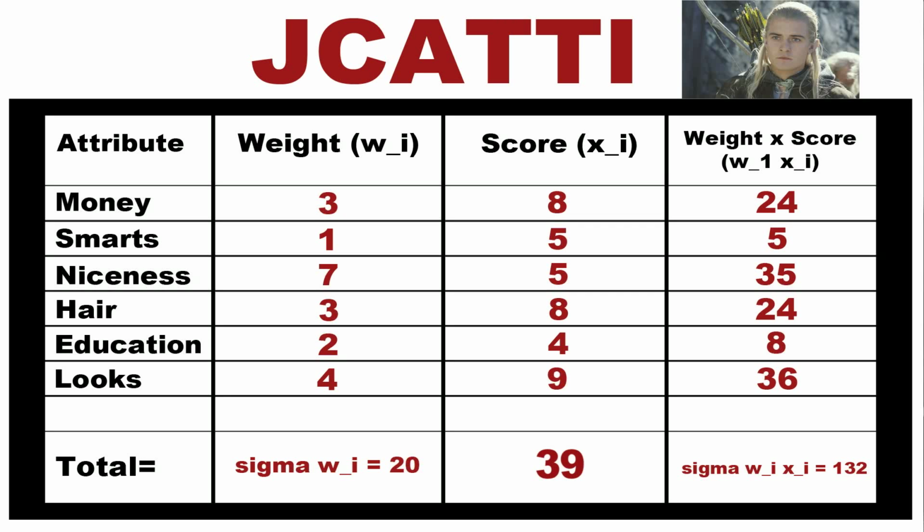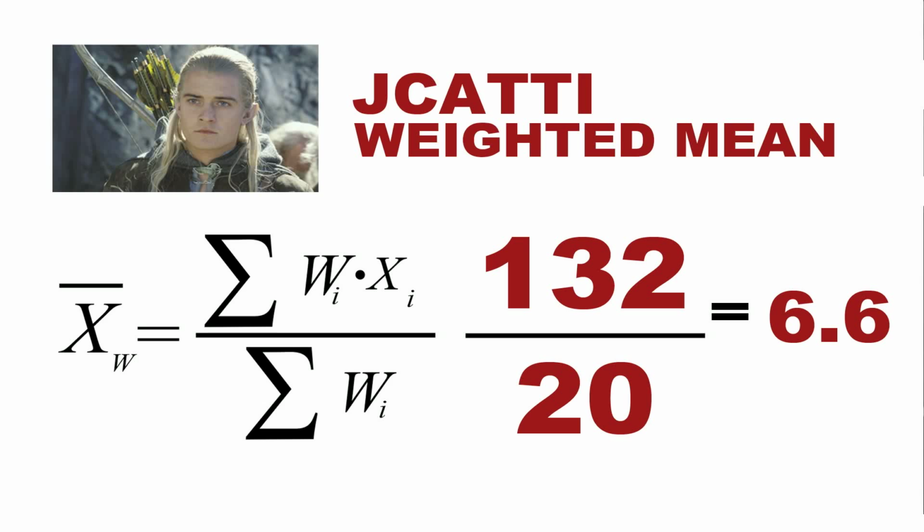Can you quickly lead us through what calculation happens this time? Sure. This is Legolas. All right, so the first is, again, same thing. I'm multiplying all the weights and then the corresponding score together. So 3 times 8 is 24. 1 times 5 is 5. 7 times 5 is 35. 3 times 8, 24. 2 times 4 is 8. And 4 times 9 is 36. Add all the numbers together. You get 132. And again, the sum of all the weights is 20. So 132 divided by 20 will give you 6.6. Definitely a higher rating than Shrek. Yes, for sure.